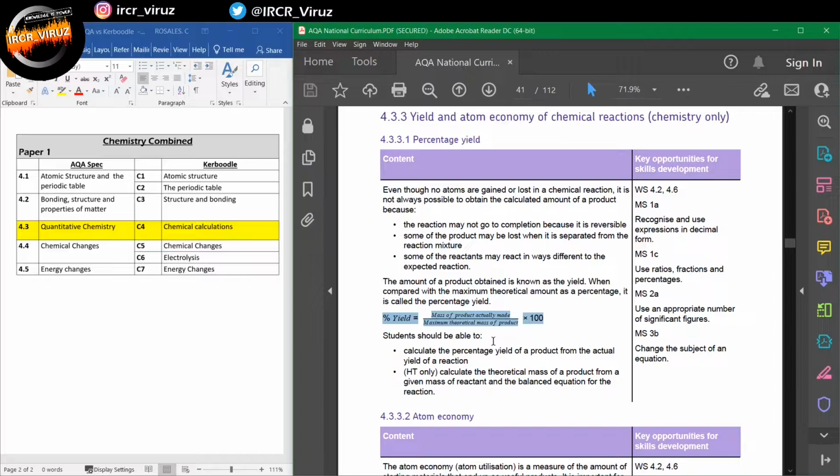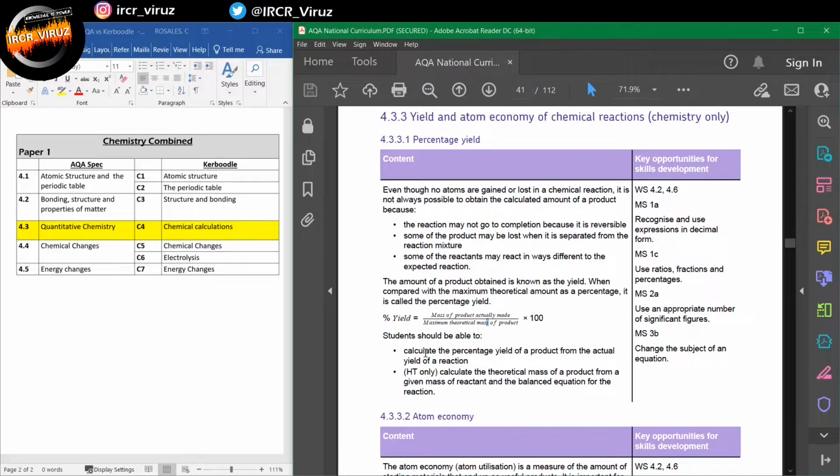It's just a matter of you reading the questions properly and making sure that you put the values exactly where they're meant to be. The mass of the product actually made will be given to you. The maximum theoretical mass will be given to you. You just have to put the numbers in, and you're going to get your percentages.